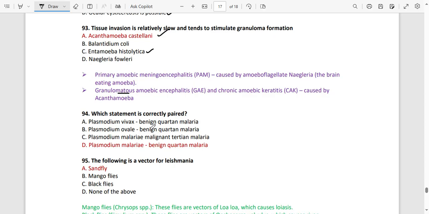It's a benign tertian. And then C is saying Plasmodium malariae malignant tertian. So Plasmodium malariae causes which one? Is this one, which is even picked, isn't it? Benign quartan. Which one causes the malignant tertian? Falciparum. Thank you so much.